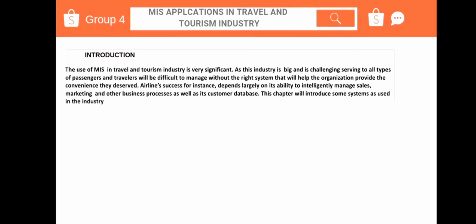Airline success, for instance, depends largely on its ability to intelligently manage sales, marketing and other business processes, as well as its customer database. This chapter will introduce some system issues in the industry.